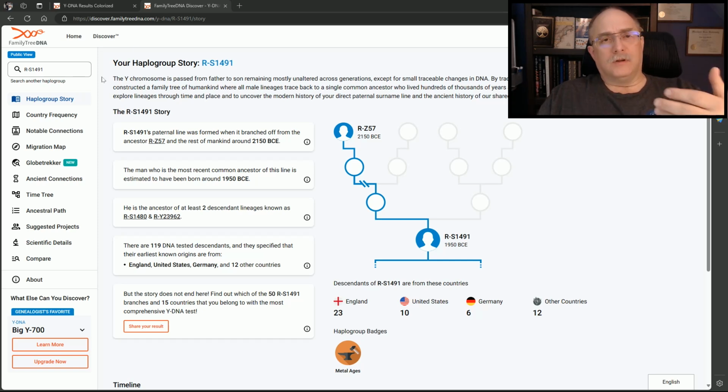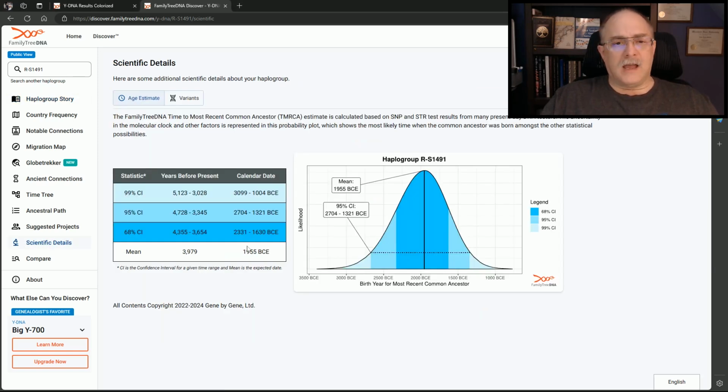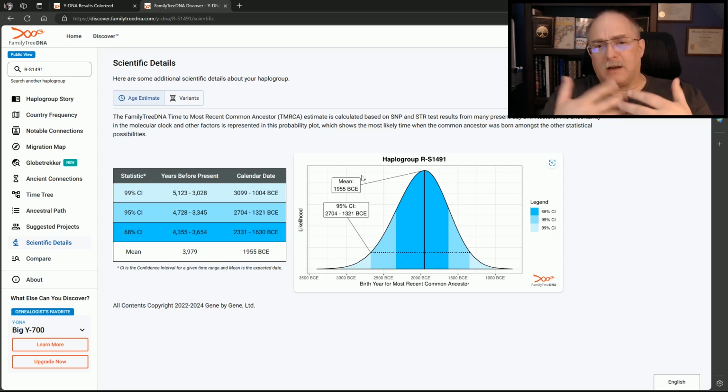I went into the Discover tool under your haplogroup story, which again, in my previous video, discussed this. And this is where the person's test was. I just showed you the S1491. It shows here that S1491 is about 1950 BCE, or before current era, or BC, depending on the way you want to word it. If you look at the scientific data on this, there is a curve here that ranges, but the mean in actuality at this point in time is 1955 BCE. It can range anywhere between 2704 and 1321 BCE, but the mean is what we use in our data when we're looking at it. And unless we get more testers in an area, as we get more testers, that refines it down. But right now we take their mean as their number.